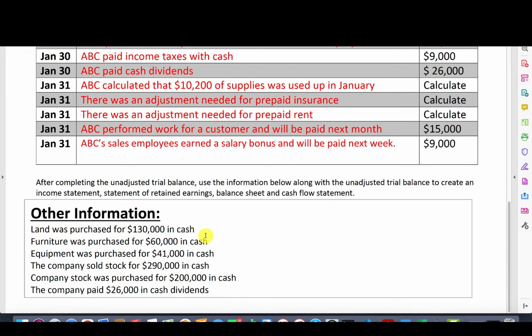So land was purchased for $130,000 in cash, that's going to be subtracted. Furniture was purchased for $60,000 in cash, that's going to be subtracted. Equipment was purchased for $41,000 in cash, that's going to be subtracted. If any one of these said that they were sold for cash, then it would be added. So anytime you have long-term assets, if you sell them for cash, it's a positive. If you buy them with cash, it's a negative. So it's going to be a negative 130 for land, negative 60 for furniture, negative 41 for equipment.